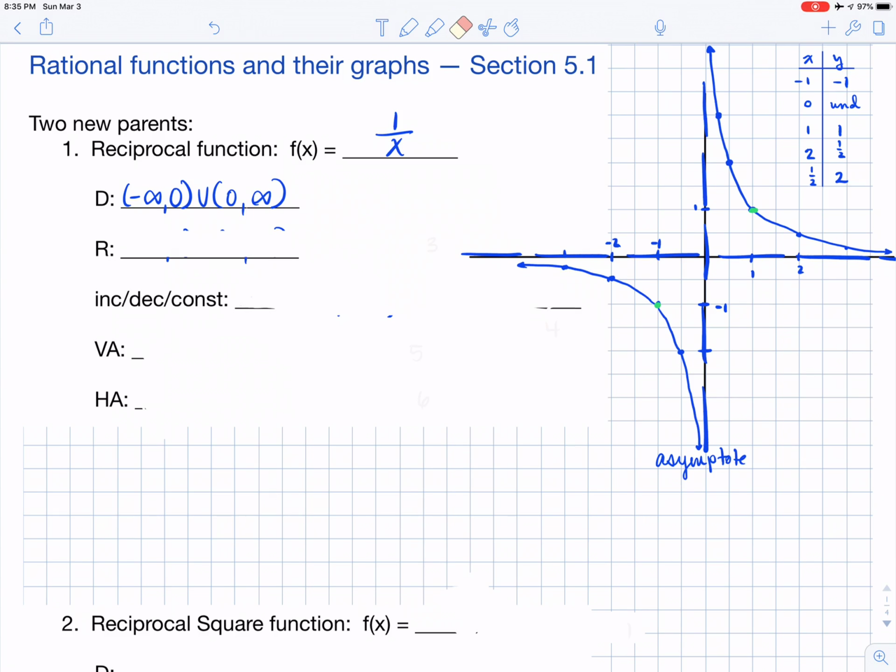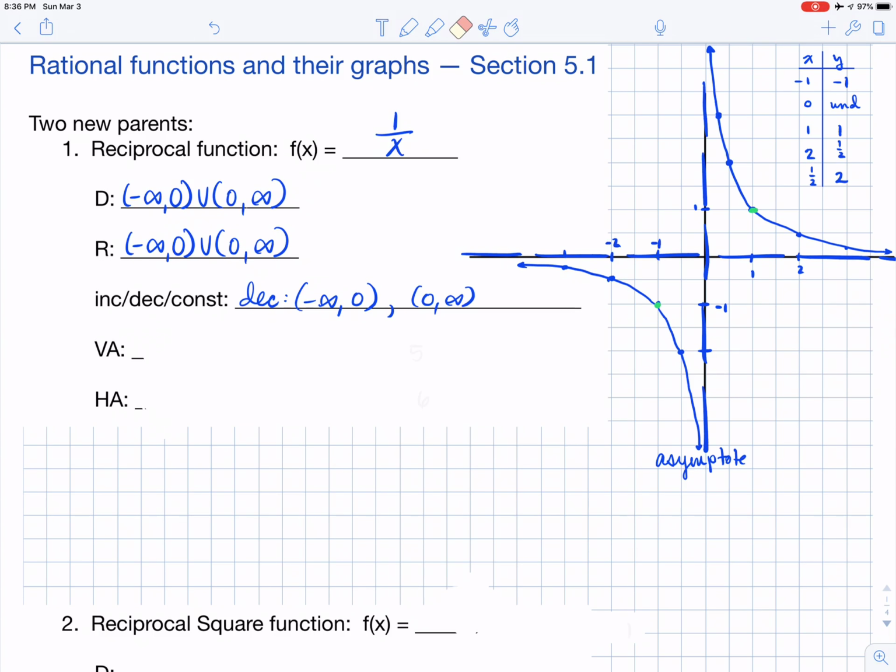For your range, we're going to start at the bottom and work our way up. Once again, we're starting at negative infinity. We will continue to positive infinity, but we have to skip over 0. Where is our graph increasing, decreasing, or constant? Well, first of all, there are no constant places. And as we read it from left to right, there are also no increasing places. All of our graph is decreasing. So we are decreasing from negative infinity to 0 and from 0 to infinity.